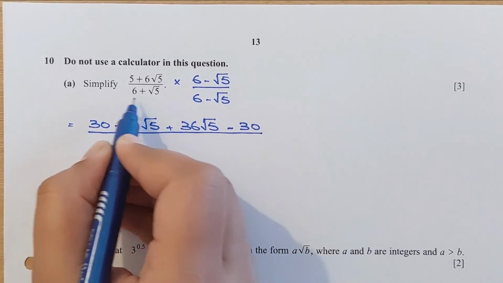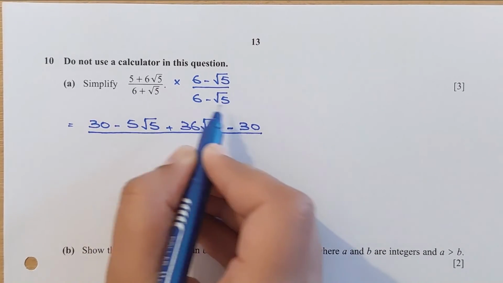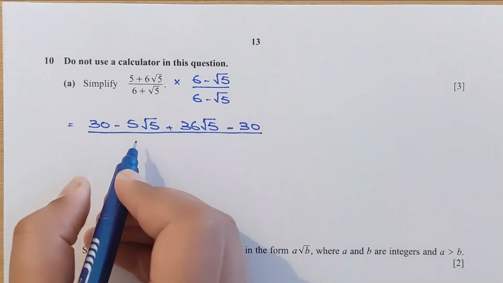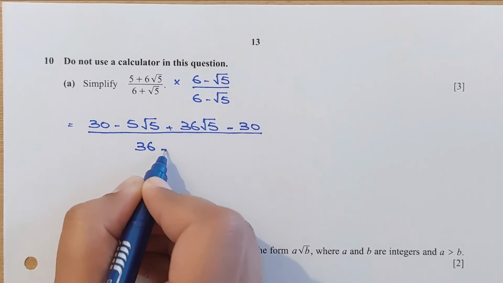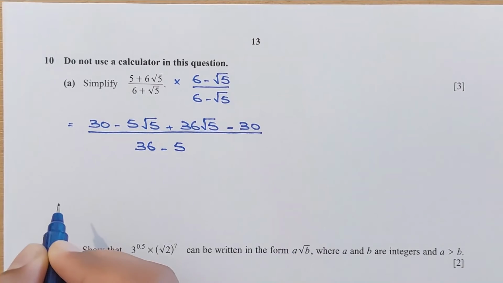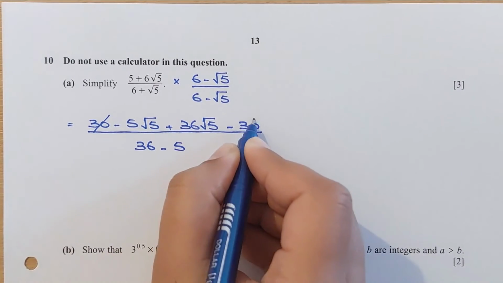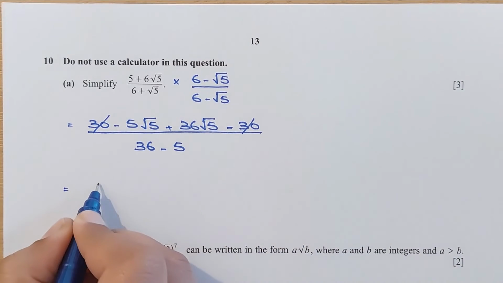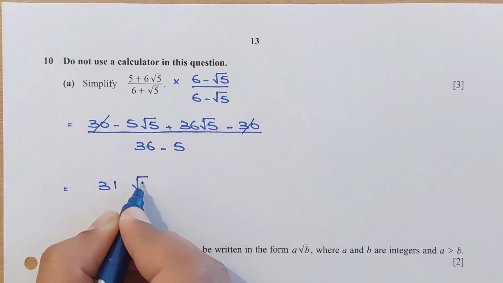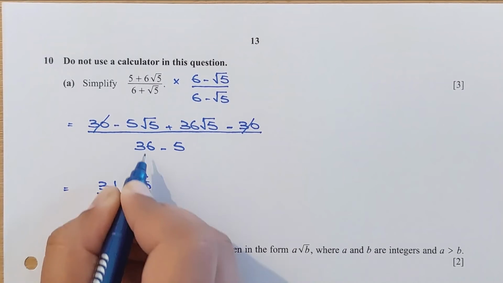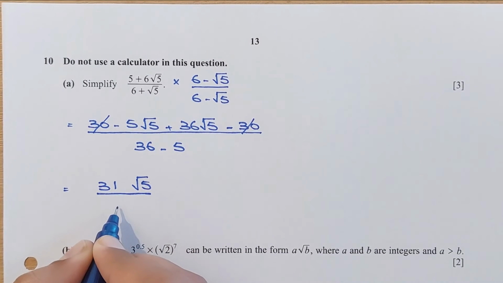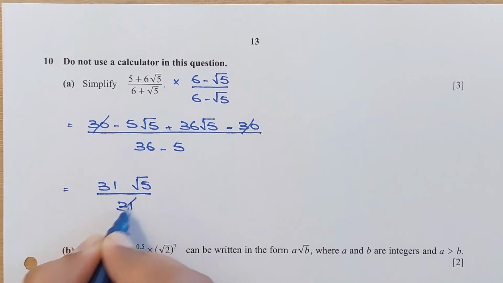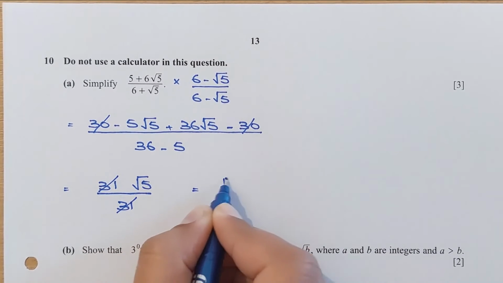This divides with, we have 6 plus square root of 5 and 6 minus square root of 5. So 6 squared is 36, minus square root of 5 squared is just 5, right. So positive 30 and negative 30 we can cancel out. So 36 subtract 5 is 31 square root of 5, and divided by 36 subtract 5 is again 31. So we can cancel 31. So the answer is just square root of 5.